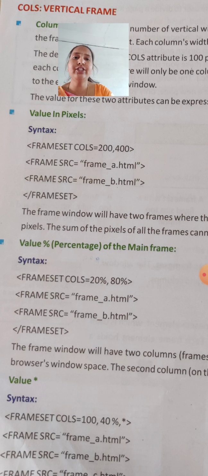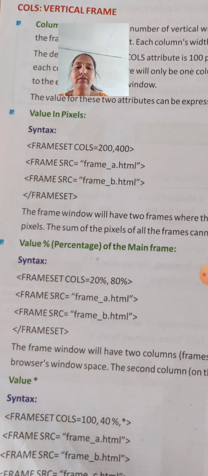The whole window page will occupy 100%. In that 100%, 200 page is for horizontal, 80% is for vertical. Likewise, 200 page is for vertical, 80% is for horizontal. How do we have to give it? Like that you have to give the percentage value for the frame set columns and the height.